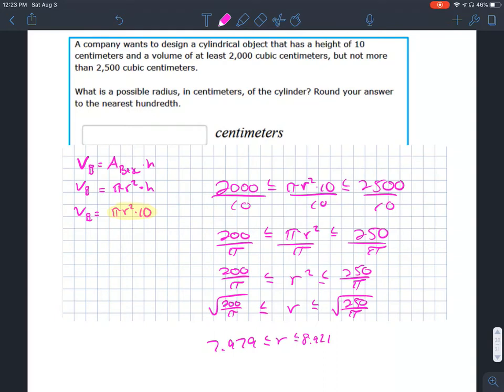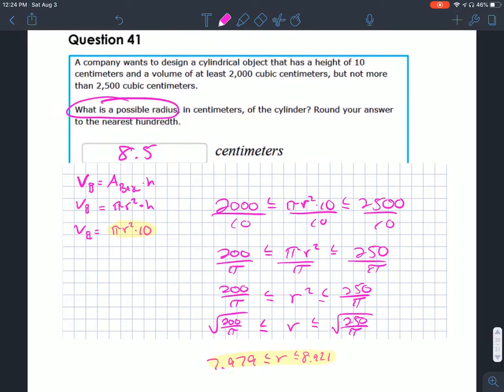Having done all this, what is a possible radius? That means that there's an infinite number of correct answers. We just need to choose a number that's between 7.979 and 8.921. So I'm just going to throw up something that I know is clearly between that, 8.5, and that's one possible answer.